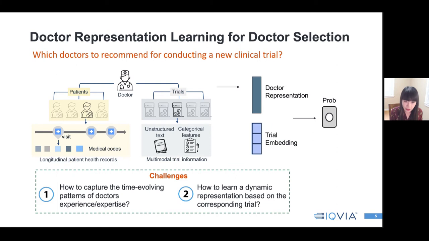However, there are 2 challenges we need to address in order to obtain a useful embedding. The first one is, how do we capture the time-evolving patterns of doctors and their experience or expertise? The second one is, how do we learn a dynamic representation based on the corresponding trial? Some doctors' areas are quite general, so they can have multiple directions. When we learn the embedding, how do we focus on the more relevant direction and ignore the less relevant ones?